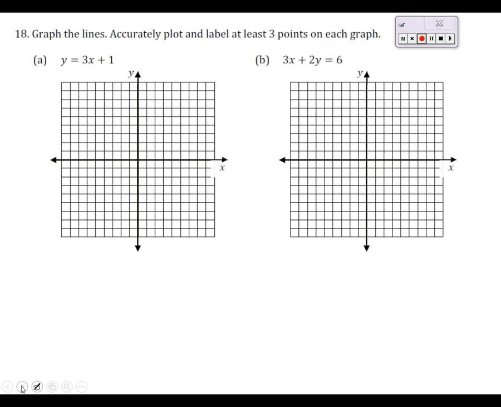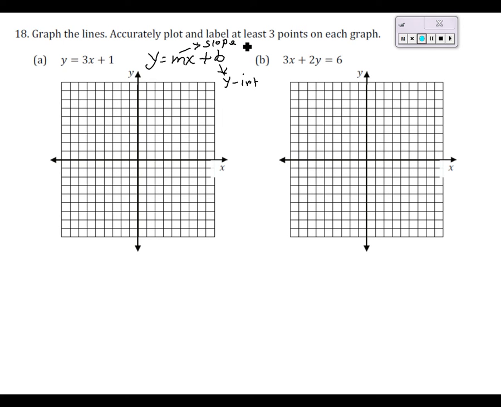Hi, I'm Mr. B. The next question is graph the lines accurately, plot and label at least 3 points on each graph. As you see, the first one is a linear equation in the form of y is equal to mx plus b, where b is the y-intercept and m is the slope. So using this, we can easily plot the graph on the coordinate plane.